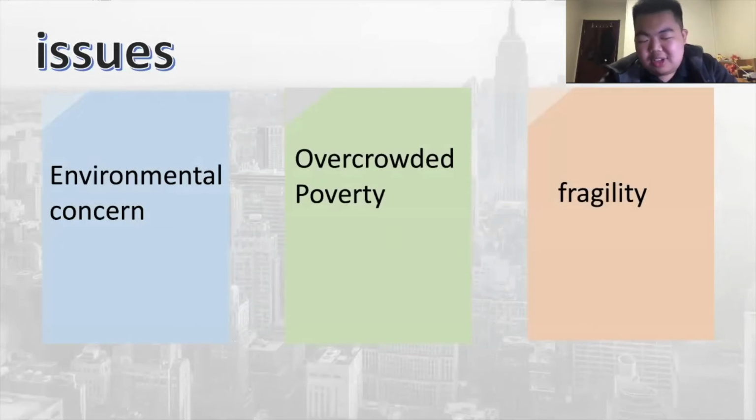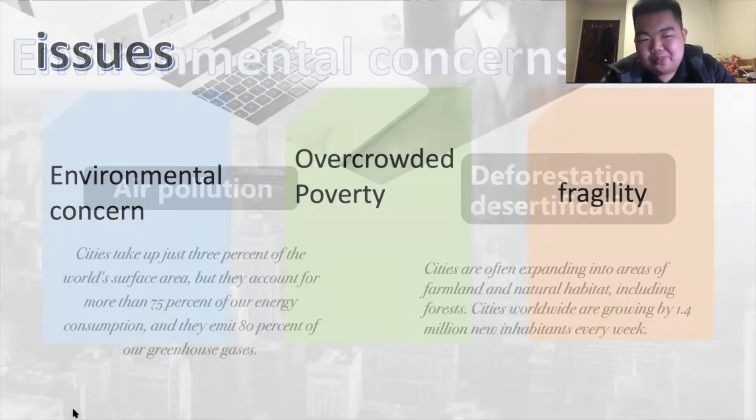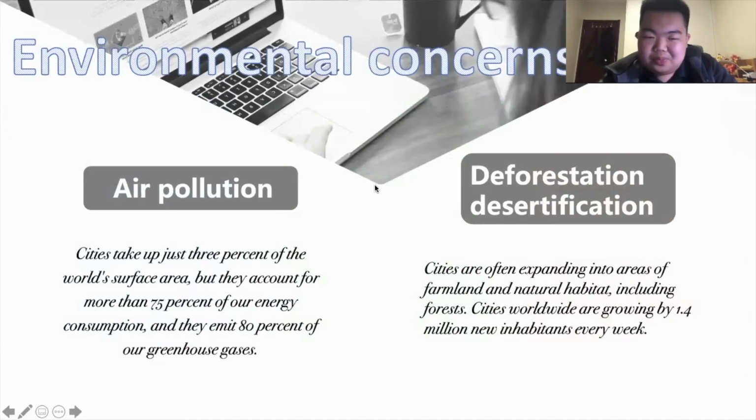The first one is environmental concern. Air pollution is one of the biggest problems of environmental concern. According to Robert Mark, a political scientist and urban expert, in his TED Talk in 2017, he pointed out that cities take up just 3% of the world's surface area, but they account for more than 75% of all energy consumption, and they emit 80% of greenhouse gas.